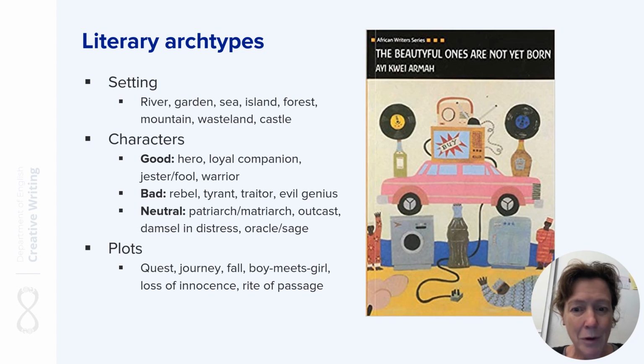In the book on the right there, we've got a wasteland as the setting, and it's rather a pessimistic book about Nigeria trying to take control of its own destiny after independence. There have been more optimistic books written as well. And then there might also be certain stock characters that we get in all kinds of genre, all kinds of stories. The hero, the warrior, the traitor, the evil genius, the outcast, the wise woman or man, the oracle or the sage.